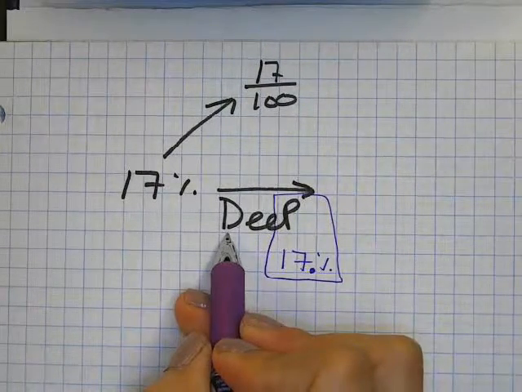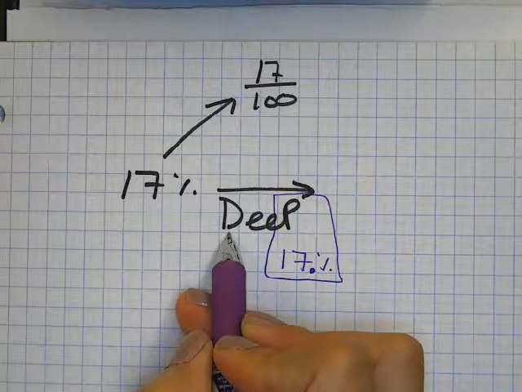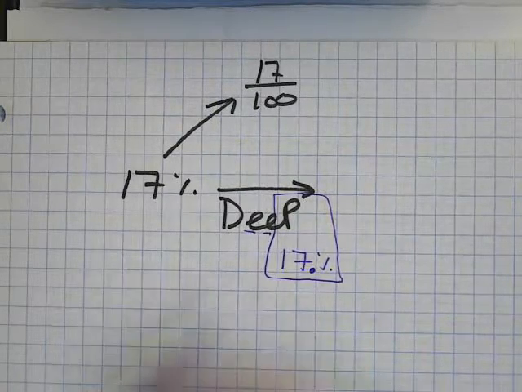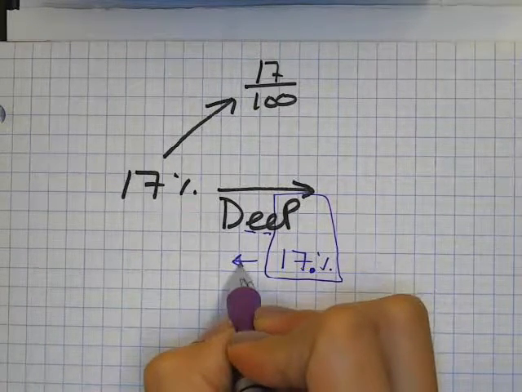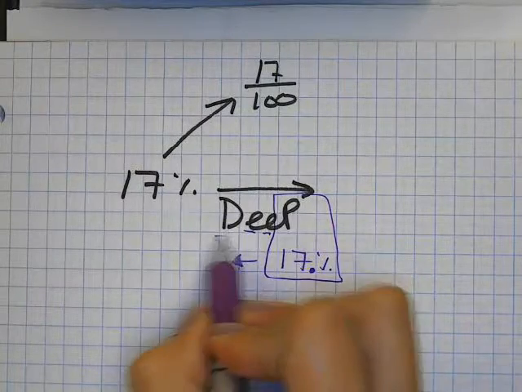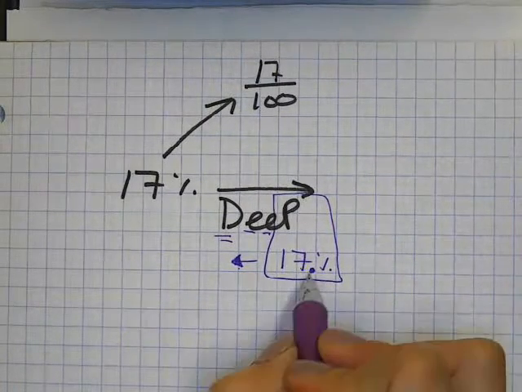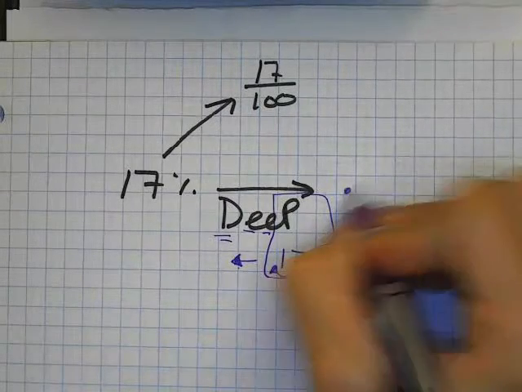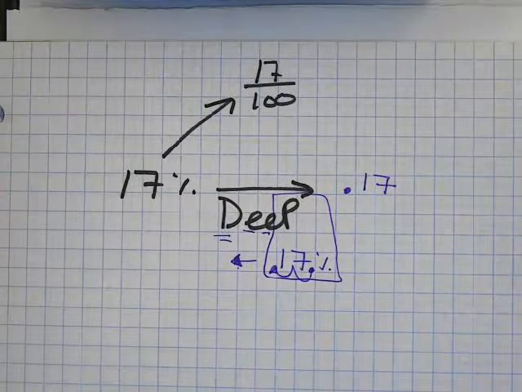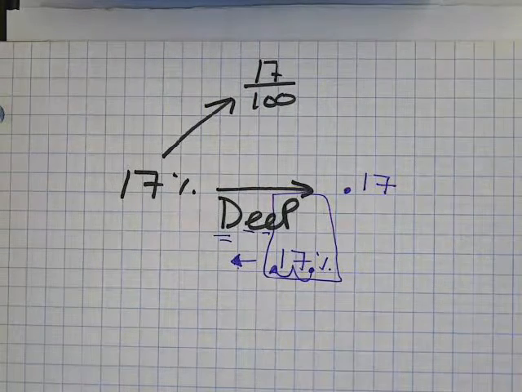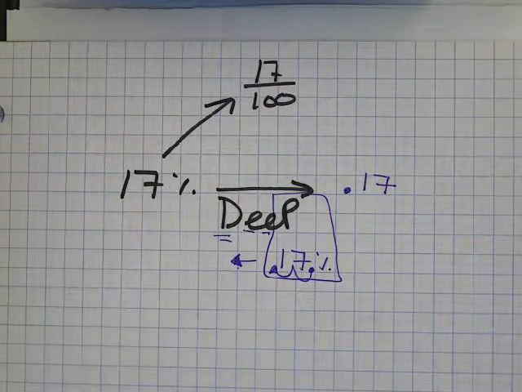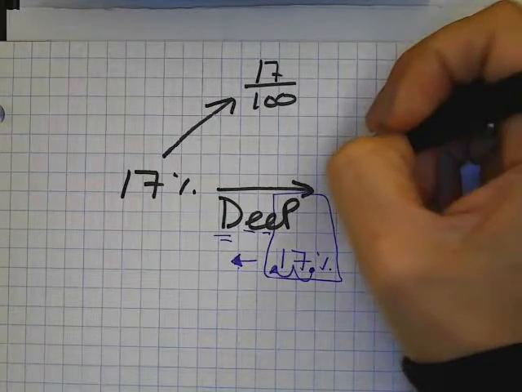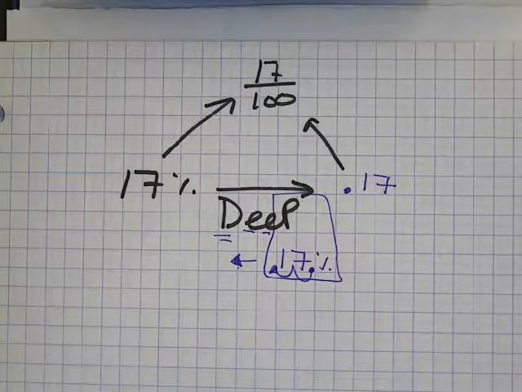But what do I want? I want a decimal. So how many times do you move it? 2, because there's 2 E's. And which way do I go? To the left, because now I want a decimal. 1, 2. So it's 0.17. Get it? Okay. Alright.